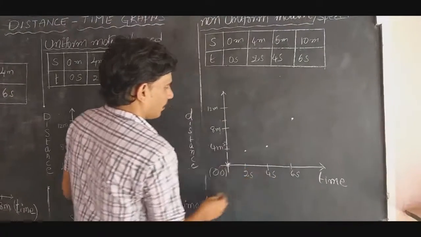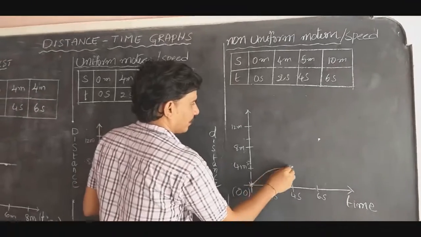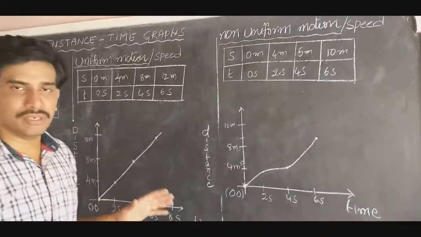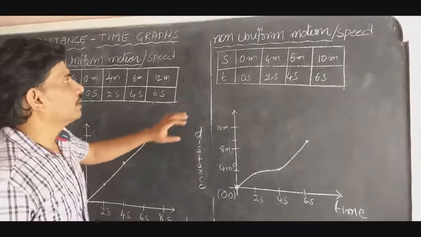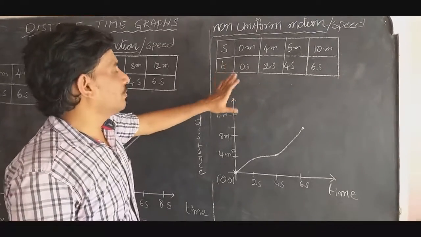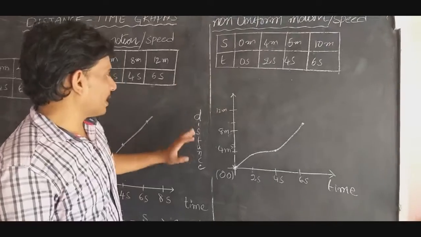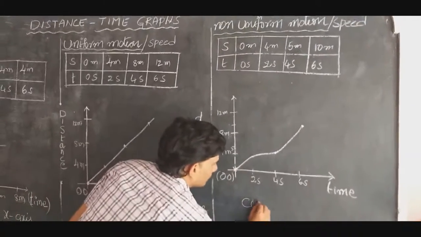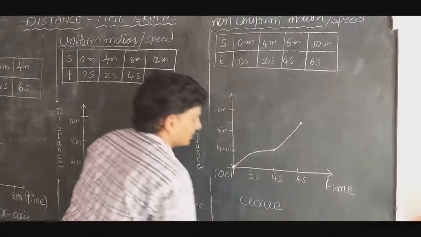If you join these points, what is the shape? Is it a straight line? No, it's a curve. That means if it is a non-uniform speed or non-uniform motion, the shape of the graph between distance and time is a curve.